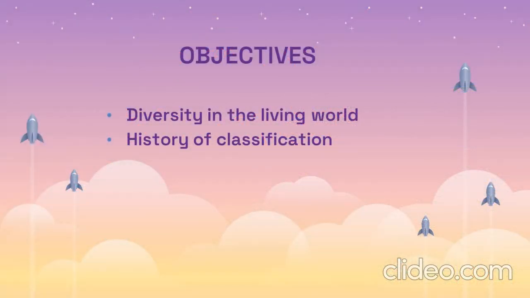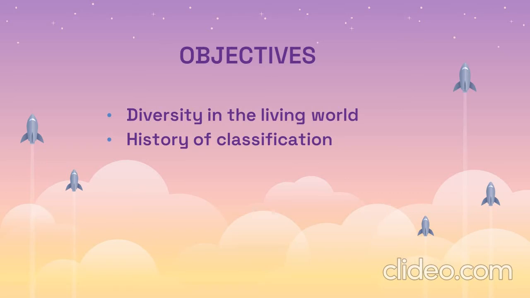So in today's class, what are the things we are supposed to discuss? The first thing is diversity in the living world. And the second thing, history of classification. Diversity in the living world. What do you mean by the word diversity? Of course, variation. Diversity means variations.